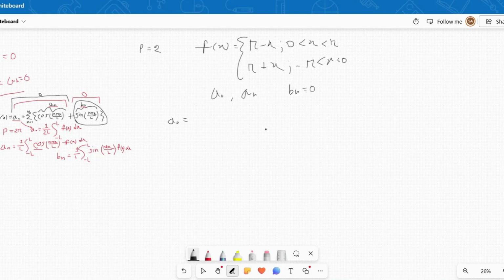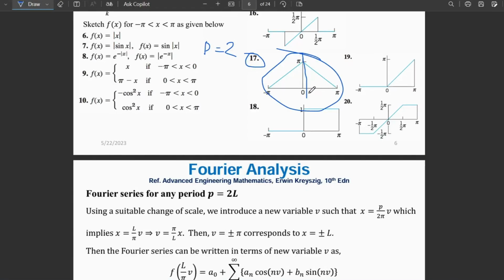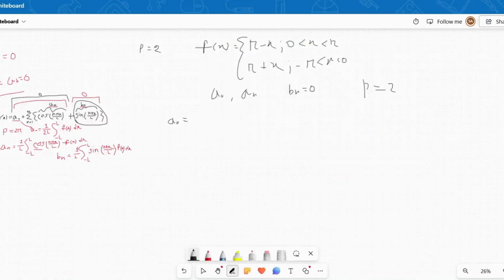Before calculating the formula, we have to find the period. Let's find the period. From this graph, it's pi and pi, so it's 2 pi. So the period is 2 pi. I hope you understand this part.